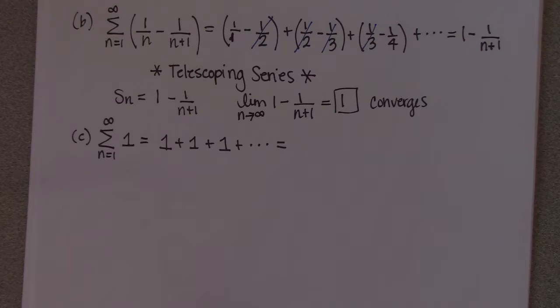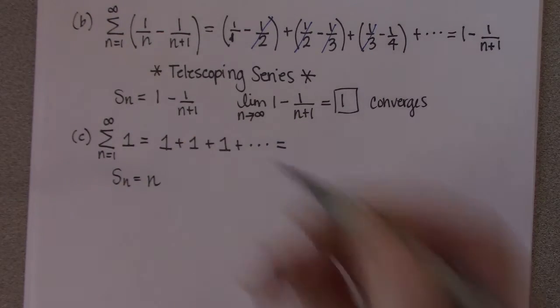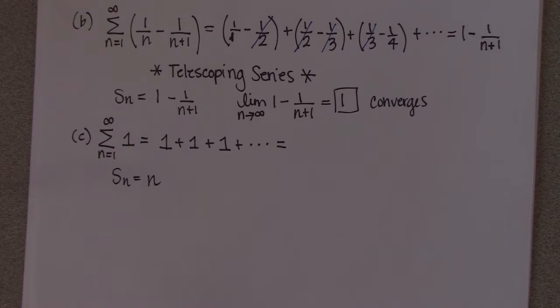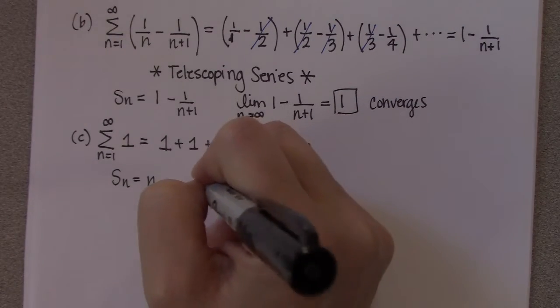All right. So here we just literally get 1. The second partial sum would be 2. The third partial sum would be 3. Right? So the partial sums are just going to be n. If you add up one 1, you get 1. If you add up two 1s, you get 2. If you add up three 1s, you get 3. So the partial sums would just be this. So what's the limit of that as n goes to infinity? Infinity. So this thing sums up to infinity.